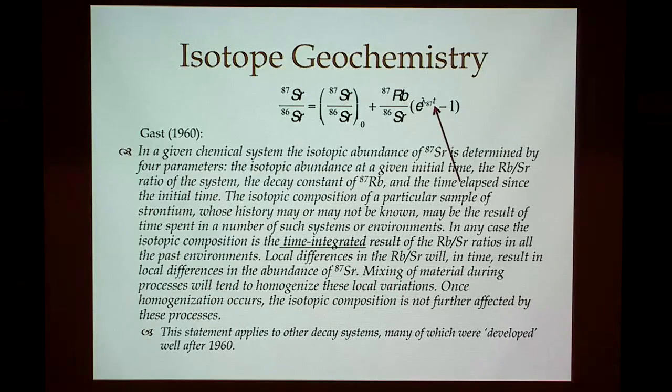So when the mantle melts, there might be heterogeneity within the mantle, and that will be mixed into the melt, and we can only know about the bulk of whatever that melt is sampling. But no other processes affect these radiogenic isotope ratios. Once homogenization occurs, the isotopic composition is not further affected by these processes.